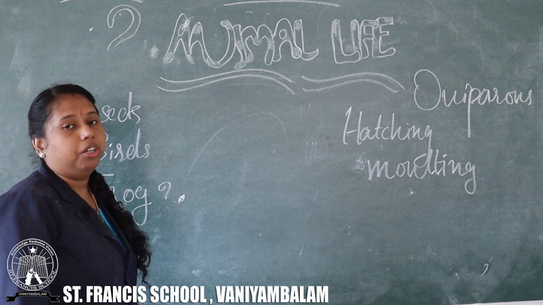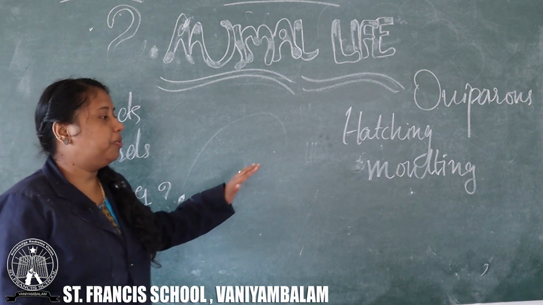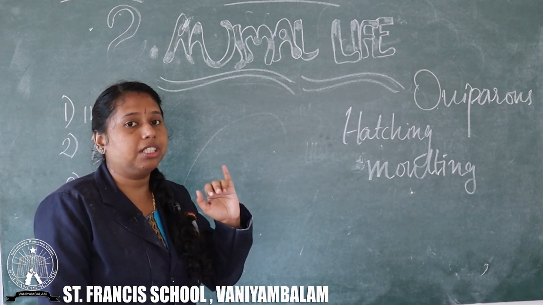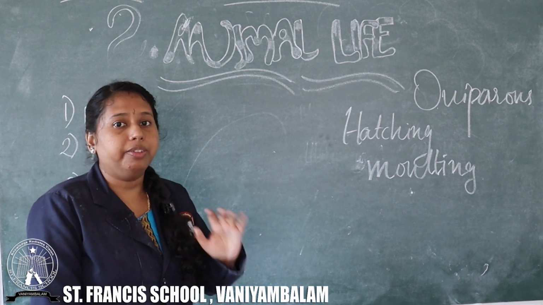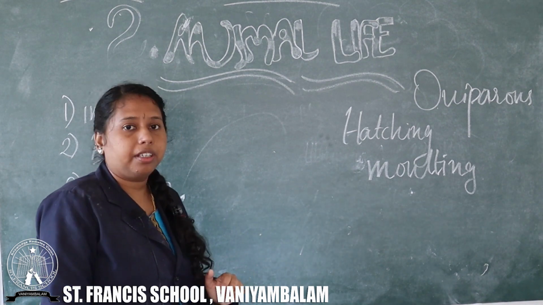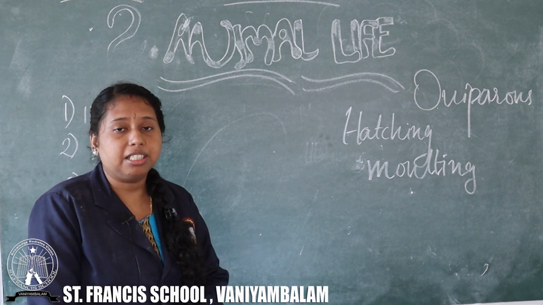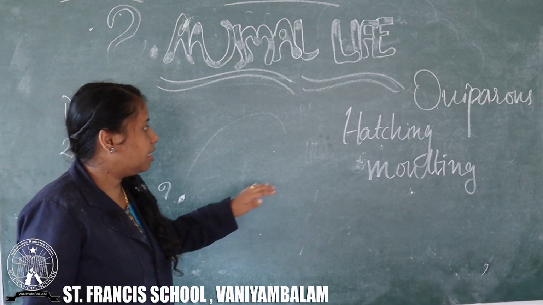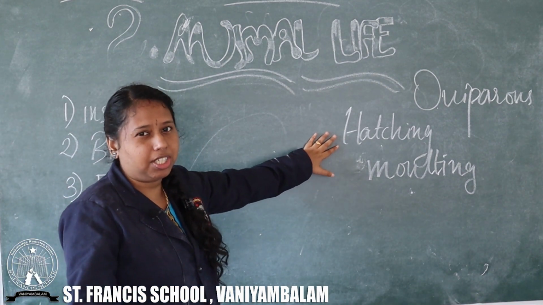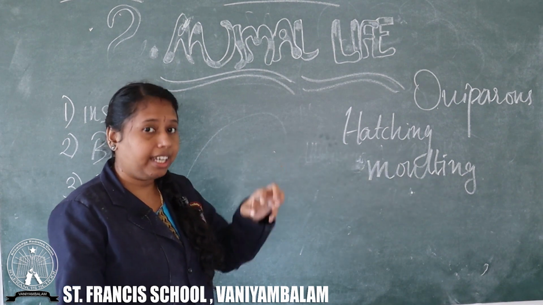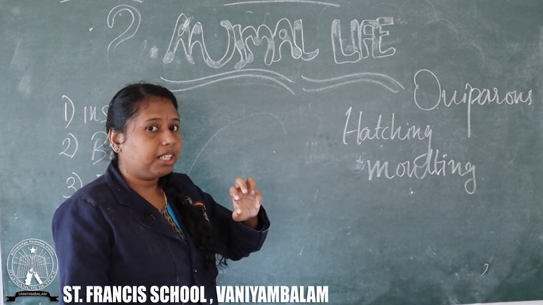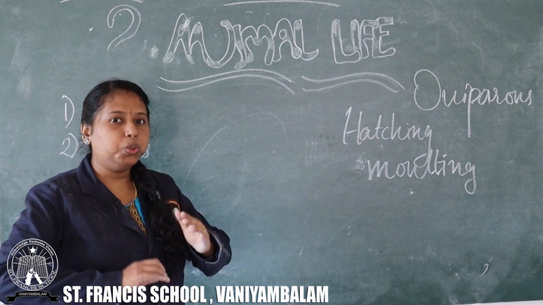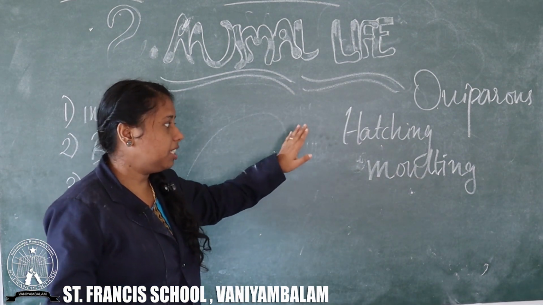So, let me conclude today's class. First of all, we studied there are two ways to reproduce in the case of animals. First one is oviparous and next one is viviparous. What is oviparous? The egg laying animal is known as oviparous animals. And the new word you studied in this class, first one is hatching. What is hatching? Inside the egg, after the completion of its development, the egg will break up and the new babies will come out. That process is known as hatching.